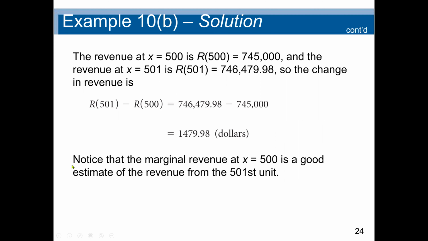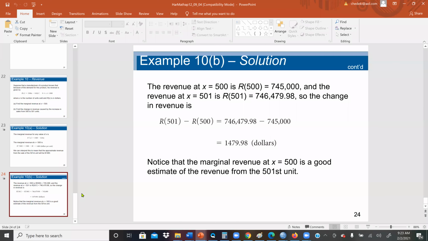So that's what they are telling you. Notice that the marginal revenue at s equal to 500 is a good estimate of the revenue from the 501st unit, because when we do it originally, we get almost the same value. So that would be the conclusion of 9.4. And our quiz will end at 9.4.